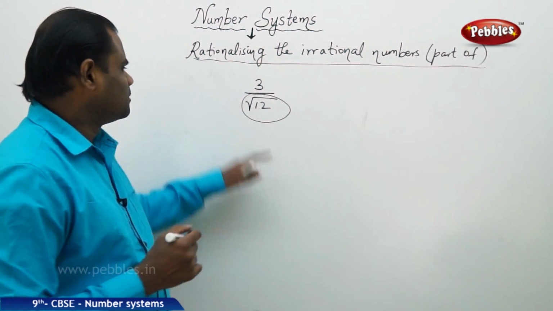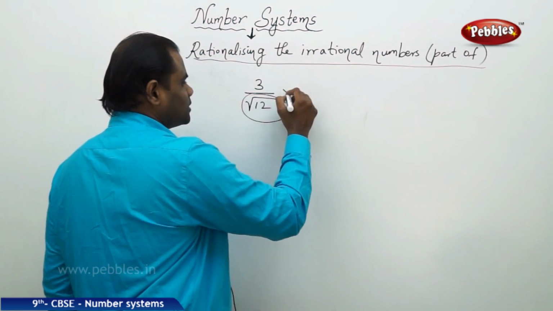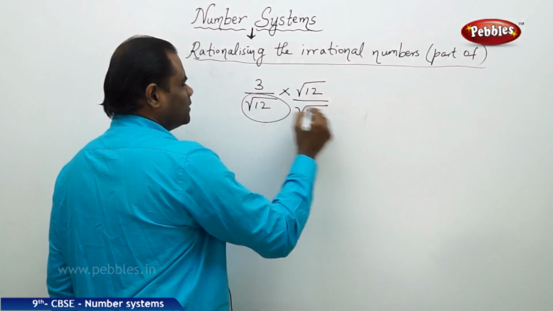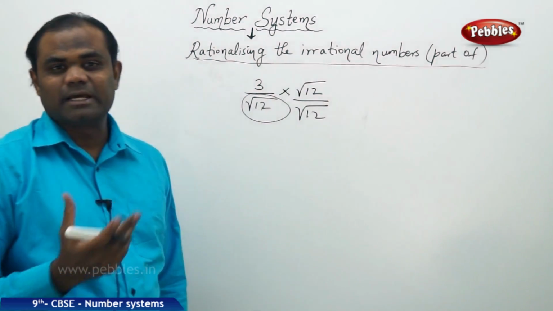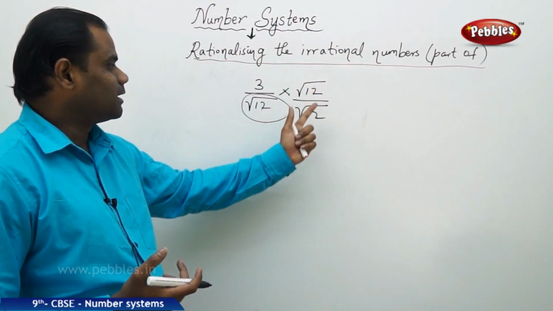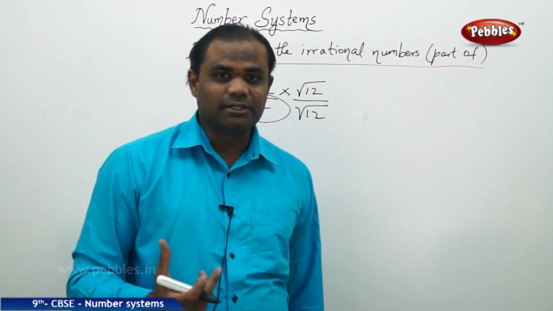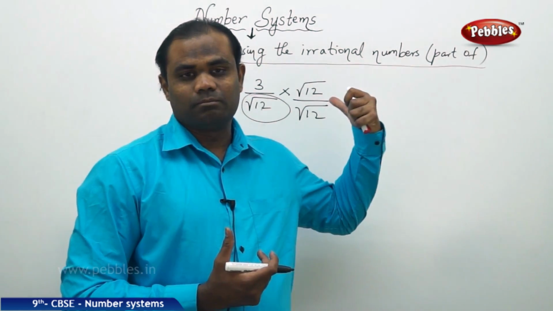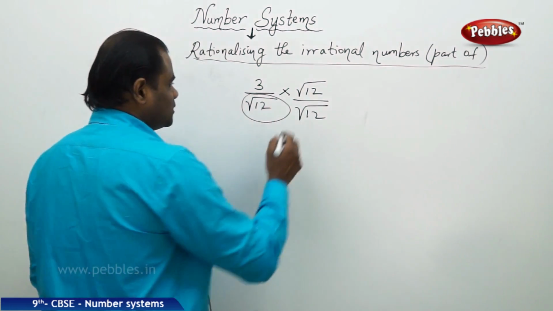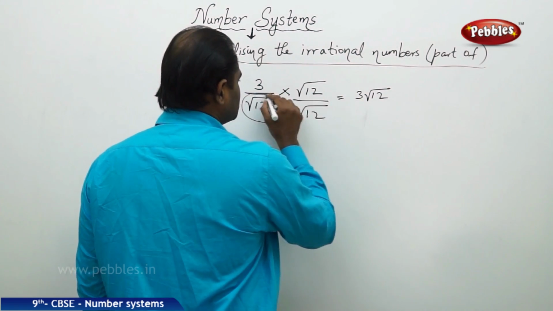It's very simple, because when you have the number 3 by root 12, I can simply rationalize the denominator by multiplying and dividing by the same number as in the given denominator. So here is root 12, and I multiply and equally divide so that it doesn't disturb the mathematical value. Once root 12 is multiplied and divided, I get 3 times root 12.